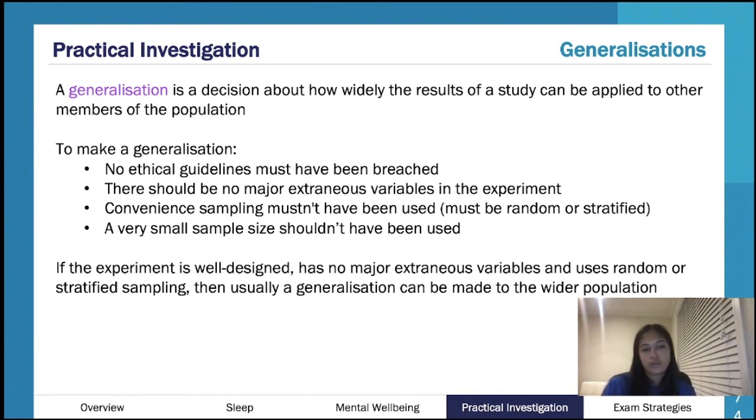Also, of course, no ethical guidelines broken, and obviously no confounding or extraneous variables. If you meet all of those, basically if your experiment's pretty good, you can sort of say, okay, this is what happened with 500 people in the population. I'm going to say that if I tested all the 1,000 people in this population, I'd get pretty similar results. I'd say it's a pretty accurate representation. That's the idea of making a generalization.